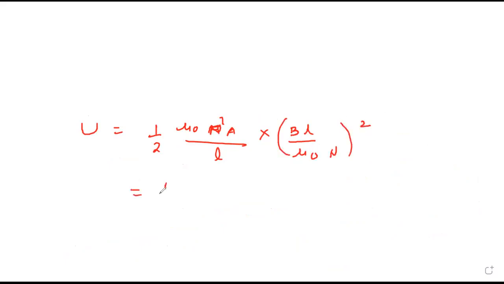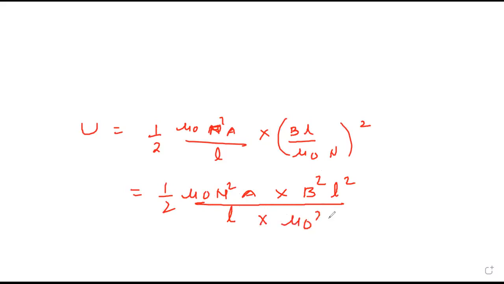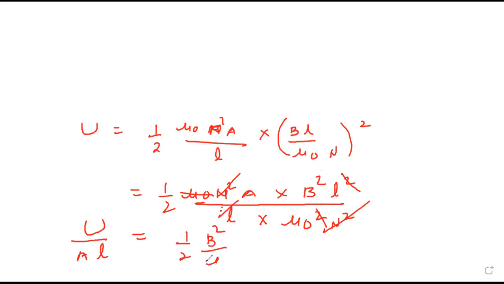So energy stored U equal to half LI square. Putting the values of I and L, we get U equals to half L, we got mu naught N square A upon L, into mu naught L I square. I square is nothing but B. What you got this as B L upon mu naught into N the whole square. So this is half mu naught N square A into B square L square upon length L into mu naught square into N square. N square and N square cancel. One mu naught will get cancelled, L will get cancelled. So U upon A into L will become half B square upon mu naught.